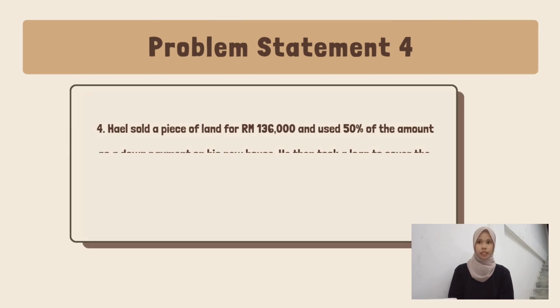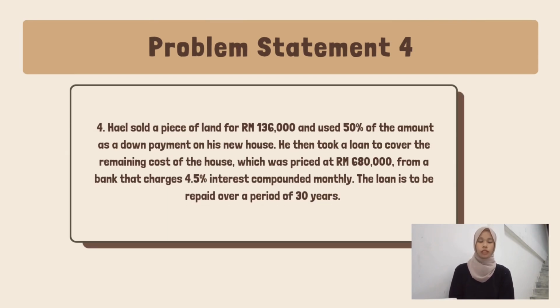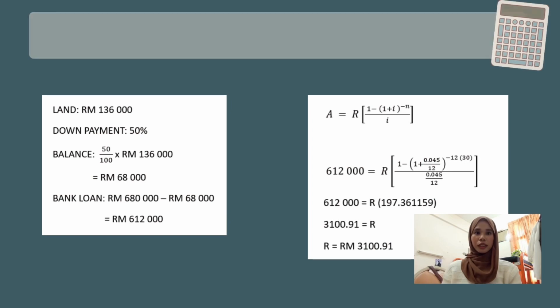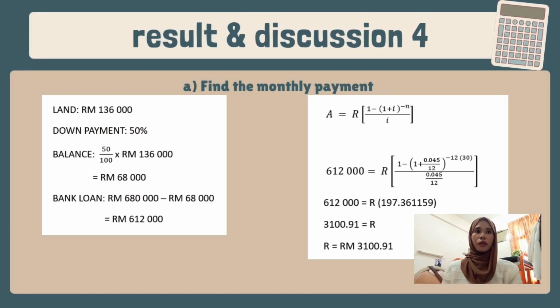For the problem statement, he has sold a piece of land for 136,000 ringgit and used 50% of the amount as a down payment on his new house. He then took a loan to cover the remaining cost of the house, which was priced at 680,000 ringgit, from a bank that charged 4.5% interest compounded monthly. The loan is to be repaid over a period of 30 years. So this is the question. Question A, find the monthly payment.